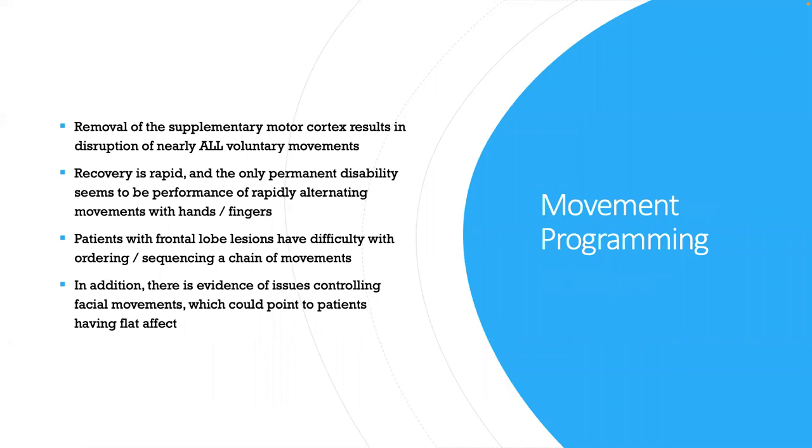As far as movement programming, removal of the supplementary motor cortex causes a disruption in almost all voluntary movements, including speech if removal is on the left. Recovery is fairly rapid, and the only permanent disability appears to be in the performance of rapidly alternating movements with your hands or fingers. So the likely reason that such minor symptoms result from such a large lesion is that both the left and right premotor cortices contribute to movement programming. Both left and right premotor areas show an increase in blood flow during unimanual tasks in humans, whereas in monkeys, cells in both the left and right premotor areas show increased activity regardless of which hand is moving.